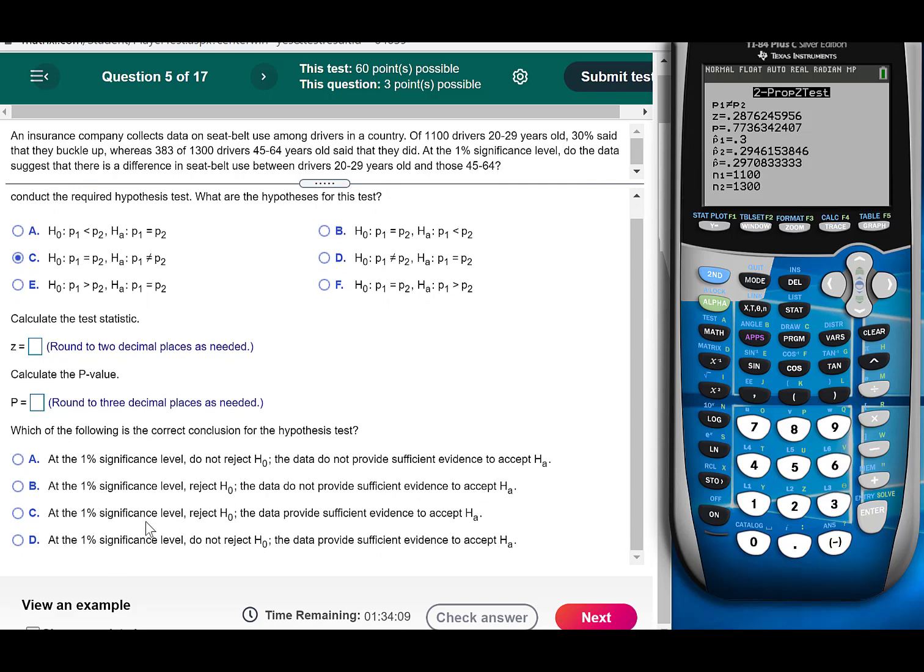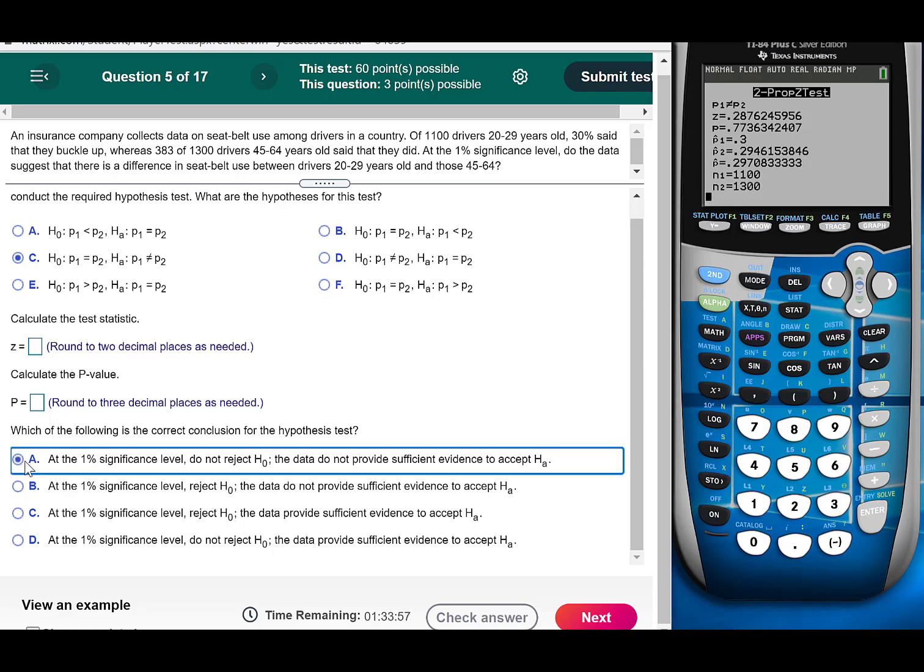So there is not enough evidence to accept HA. That's it. Not reject HO, sorry, fail to reject HO. We don't have enough evidence to accept.